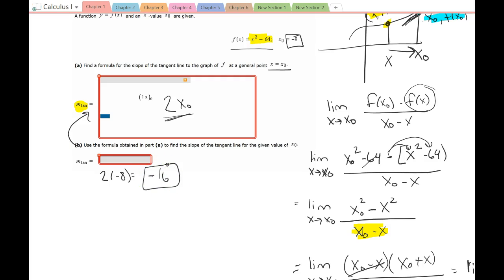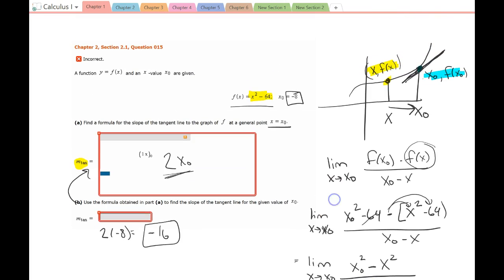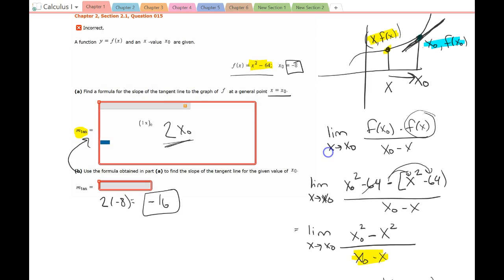If you have any questions on this, please let me know. This is a very important concept for exam 2, which will be in a couple more weeks. The equation of the tangent line comes up on the final all the time, and being able to understand what's going on is an important concept.